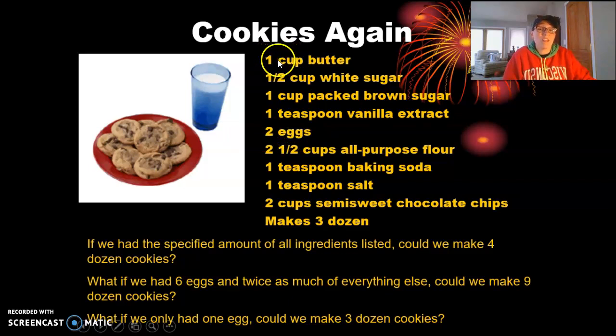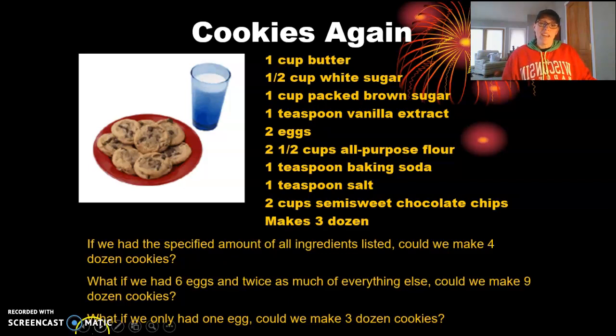We would need to have 3 cups of butter, but the question says that we only have 2 cups of butter. So we could not make 3 batches. We could only make 6 dozen cookies because we don't have enough of everything else. Yes, we have enough eggs, but just enough eggs does not make cookies. It makes scrambled eggs, right?